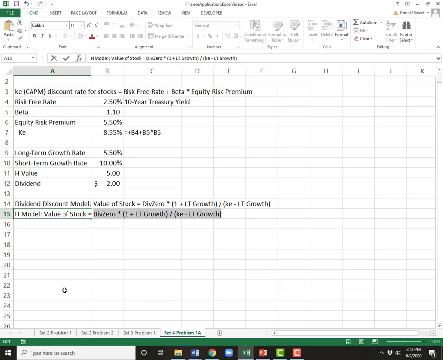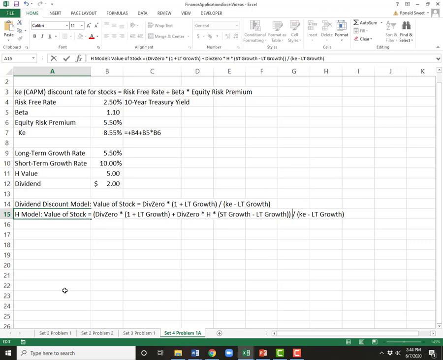So here's the dividend discount model, dividend 0 times 1 plus long-term growth divided by KE minus growth. We're going to use that exact same formula. We're going to put a parenthesis around the numerator, and we're going to add a section in that has dividend 0 times your H times short-term growth minus long-term growth. And by doing that, we will get the value of the stock to include both growth rates.